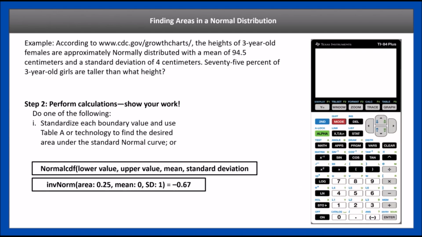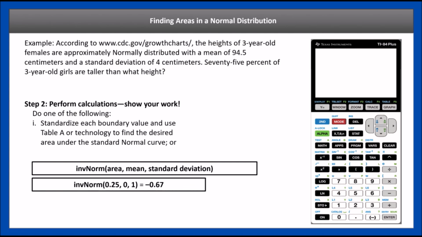Okay, so we're going to show you how to do this on the calculator. So first off, using the normal CDF function. Okay, so I want to go ahead and make a correction. We're not using the normal CDF function here. So I went ahead and corrected it. We're using the inverse norm function, okay? So the inverse normal distribution.